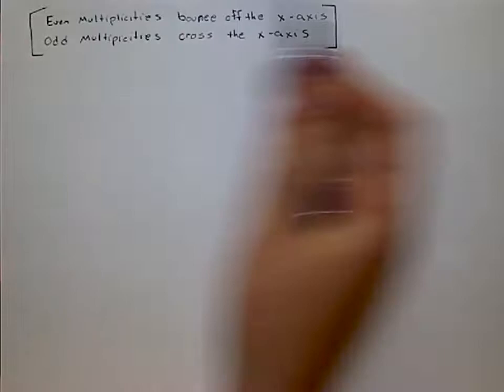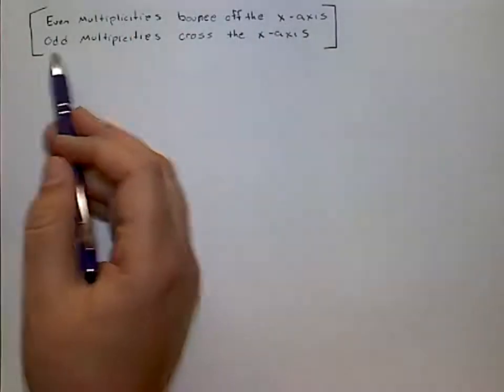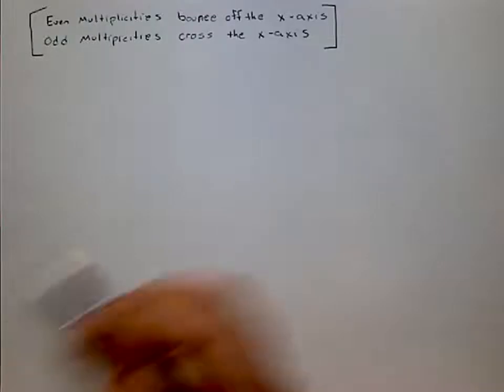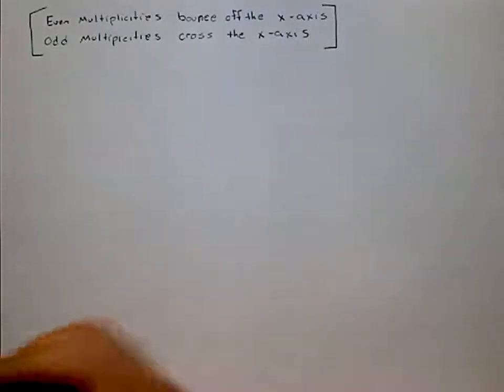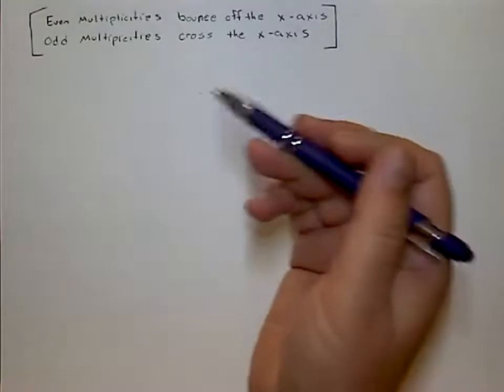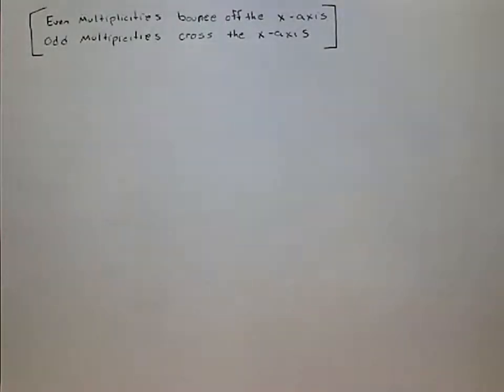Okay, so here's the rule I was just talking about. Even multiplicities bounce off the x-axis, and odd multiplicities cross the x-axis. That's in my own words. If you read it in a book or watch another video, instead of bouncing off, they're going to say that it is tangent to the x-axis, which means it hits just in one spot, and odd multiplicities cross over. I don't know exactly how they're going to explain it, but that's how I explain it.